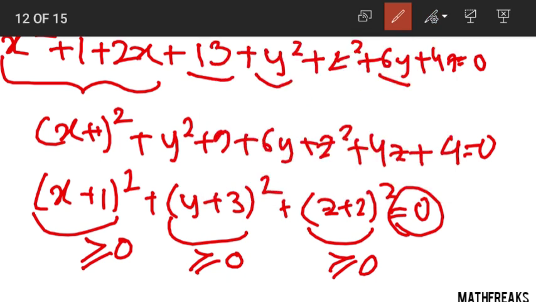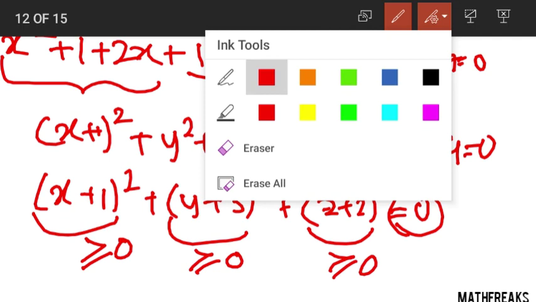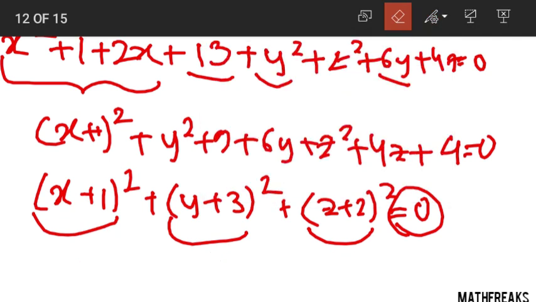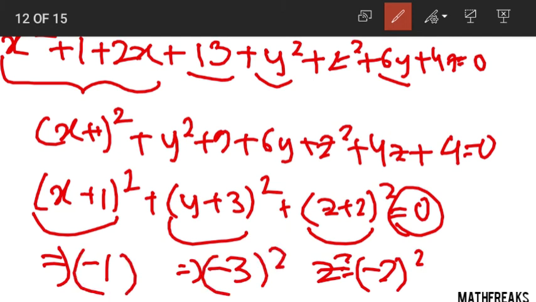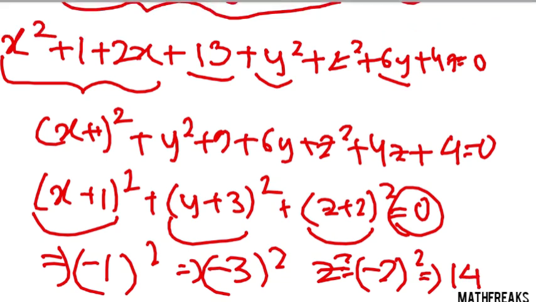You can take any example, you will find that in such cases the terms have to be 0. So if you equate it to 0, you will get the answers of x, y and z and their squares. So x would be equal to minus 1, y would be equal to minus 3, and z would be equal to minus 2. So whole squared, whole squared, whole squared, this would be nothing but again 14, right? Yes, 14. So your answer was 14.